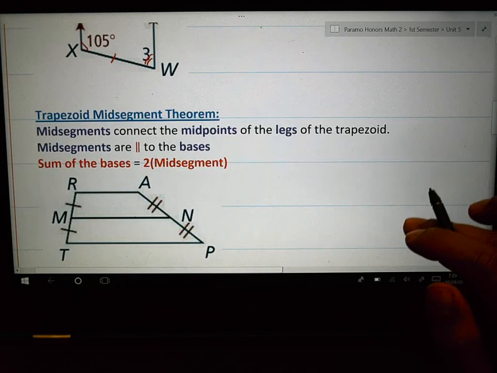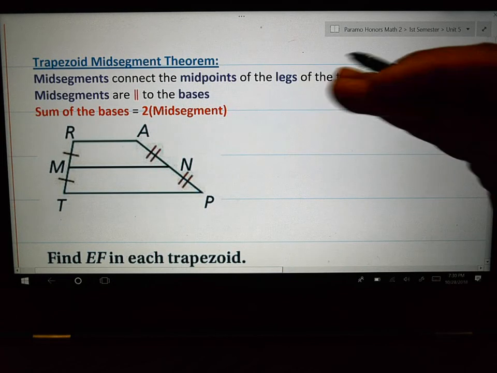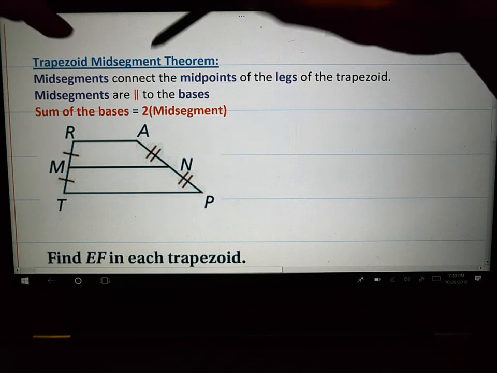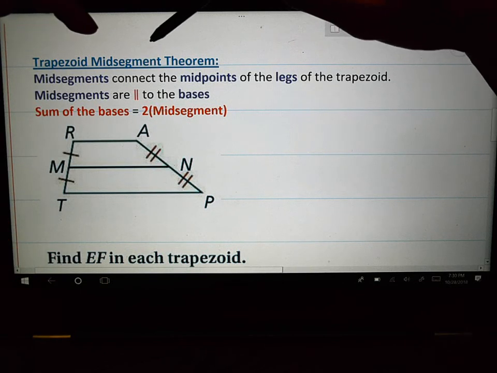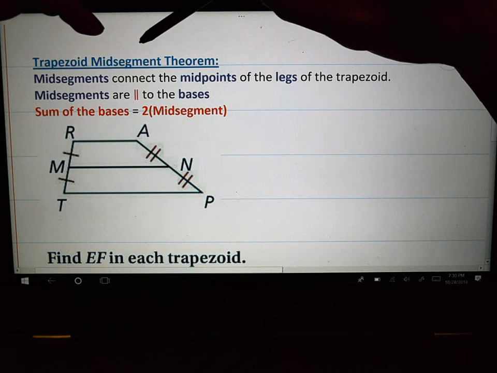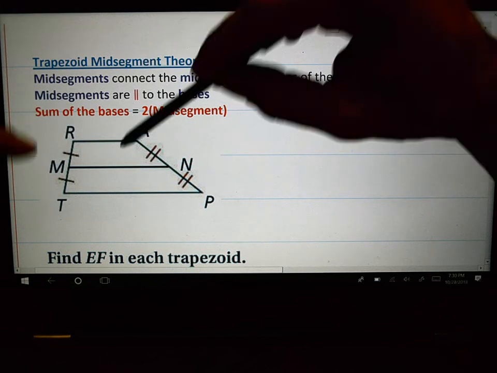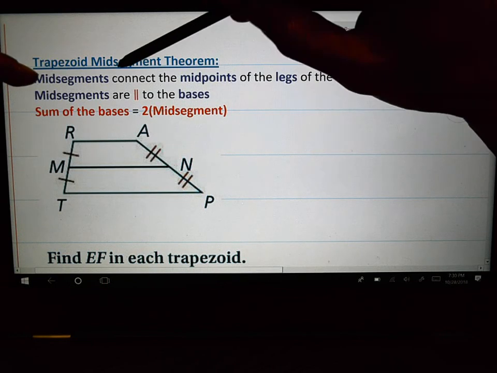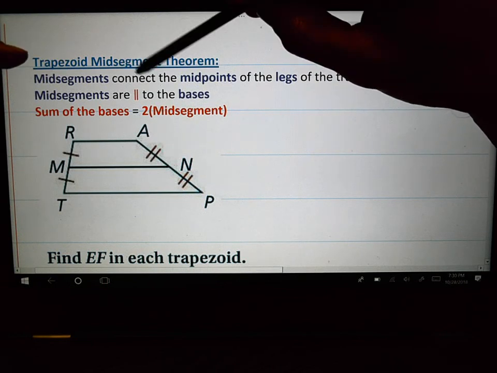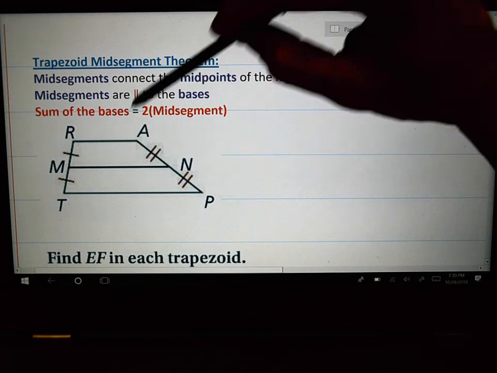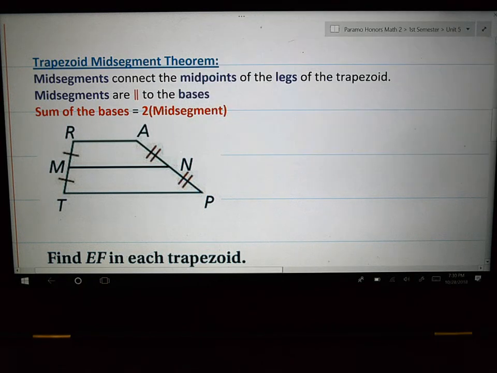Which brings us to our second concept, which is the trapezoid midsegment theorem. We've talked about midsegments for triangles, and a midsegment was from a midpoint to a midpoint. Same thing here, midpoint to a midpoint. Midsegments of a trapezoid go from a midpoint to another midpoint, and they are always parallel to the bases. And they are equal to the average.